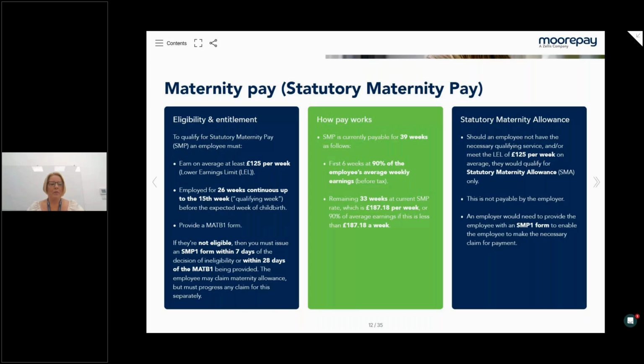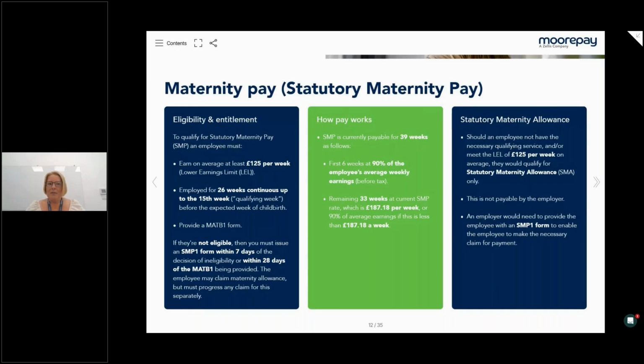So if you remember, we get the MAT B1 with a date on it, we count back 15 weeks, and that's the qualifying week. We need to count back a further 26 weeks, and that will give you the latest the employee can be employed to qualify for maternity pay. There are lots of calculators out there that will do this for you, but if you're not sure, it's MAT B1, count back 15 weeks, and then 26 weeks prior to that. Basically what it means is they've got to be employed before they were pregnant. So that's what it means in reality.